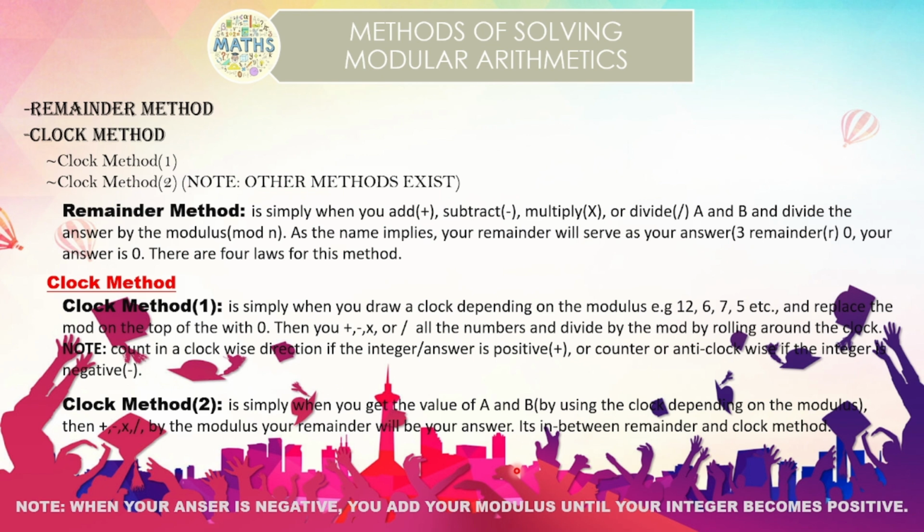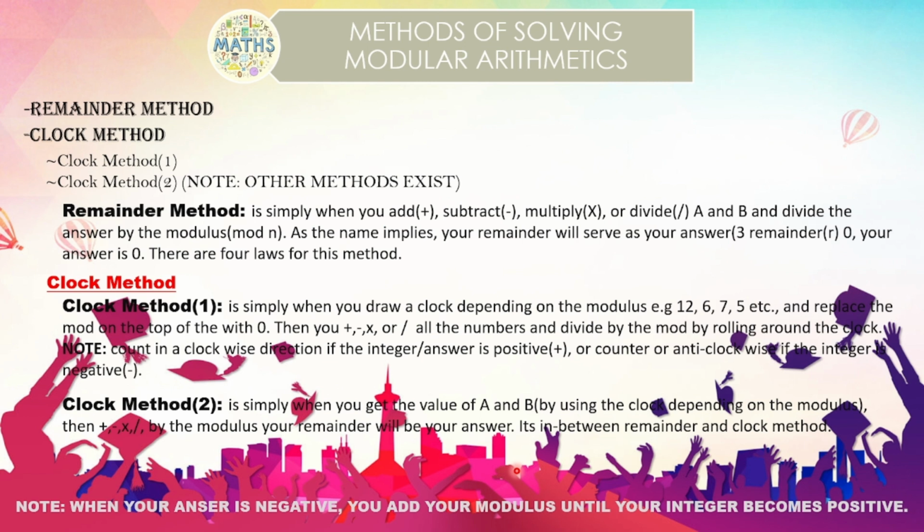Clock method 1 is simply when you draw a clock, depending on the modulus, e.g. 12, 6, 7, 5, etc., and replace the modulus on the top of the clock with 0. Then you add, subtract, multiply, or divide all the numbers and divide by the modulus by rolling around the clock. You roll around the clock in a clockwise direction when the integer is positive, or anti-clockwise if the integer is negative.